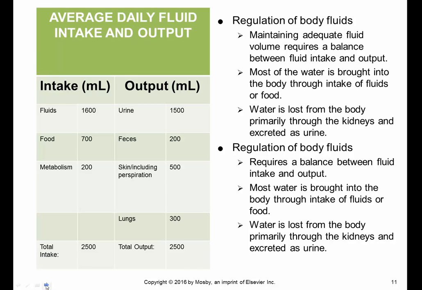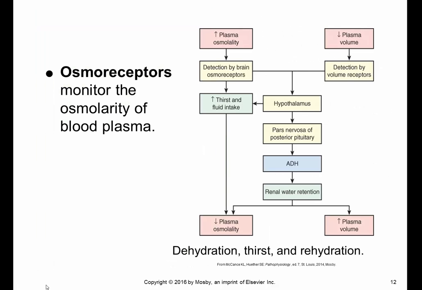And excessive loss or intake is what results in either hypo or hypervolemic states. These are osmoreceptors, which we know help tell us when we have too much plasma volume or it's too concentrated. So just review this chart.